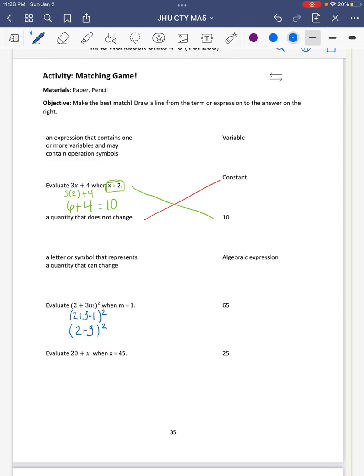Okay, are my parentheses gone yet? Nope. So I got to finish solving on the inside of the parentheses to get rid of them. So 2 plus 3 is 5. And then I still have my squared, so I'm going to bring that down. 5 squared. 5 squared does not mean 5 times 2. It means 5 times 5, which is a beautiful 25.